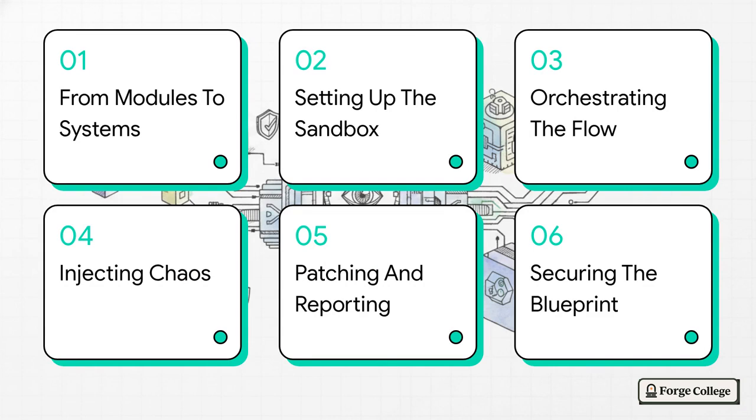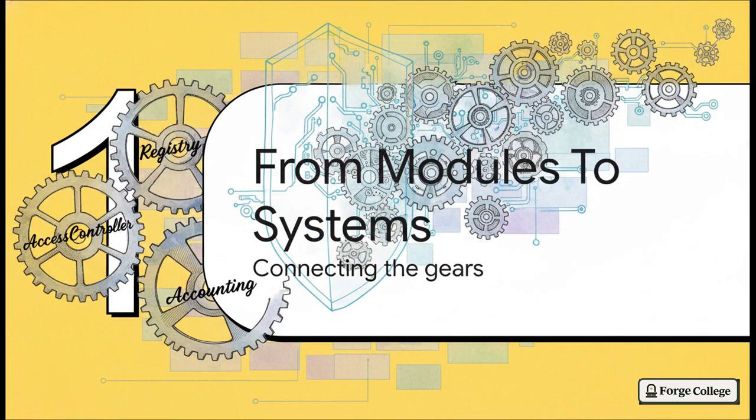Okay, let's dive into this and lay out our blueprint index for today. First, we'll go from modules to systems, then setting up the sandbox, followed by orchestrating the flow. After that, we're injecting intentional chaos, doing some patching and reporting, and finally securing the blueprint. All right, Section 1, from modules to systems, connecting the gears.